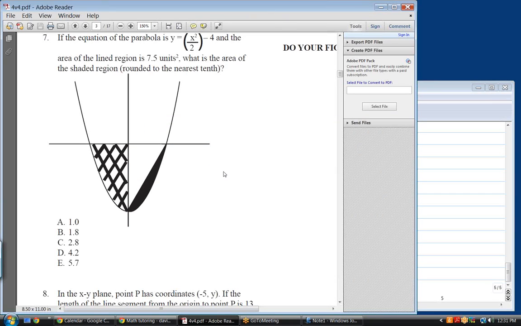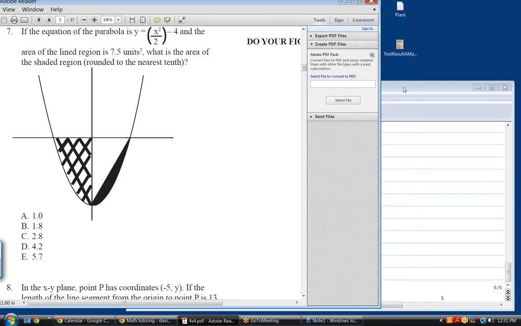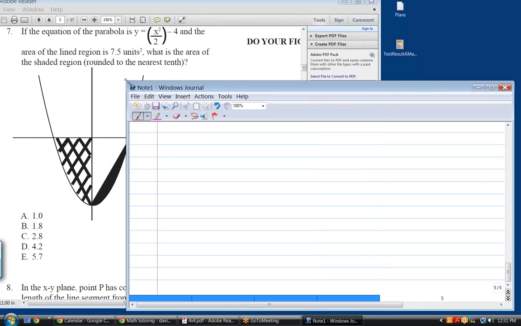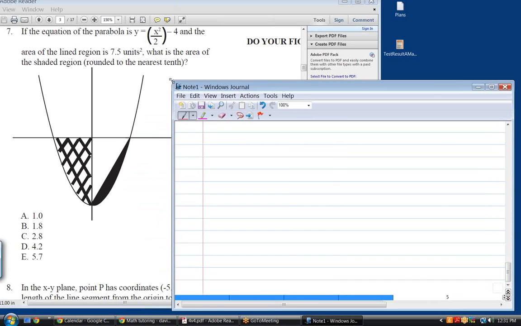Okay. Let's look at this. They are giving us hard problems to start with. They are. But don't be too intimidated by this. Shaded region problems are always what? They're always subtraction problems. Okay. All shaded region problems.